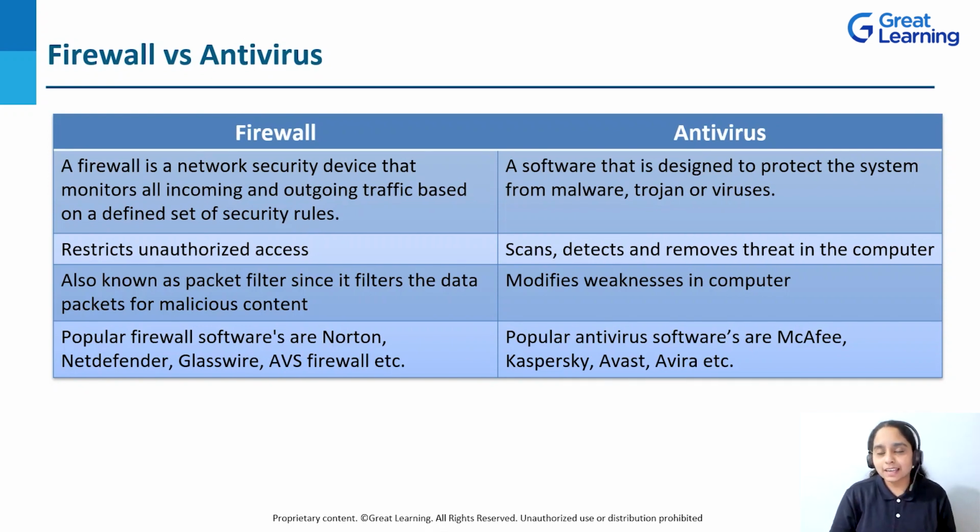Firewall is also known as packet filter since it filters the data packets for malicious content. Antivirus modifies the weaknesses in the computer. Few popular firewall softwares are Norton, Netdefender, Glasswire, AVS Firewall, etc. On the other side, few popular antivirus softwares are McAfee, Kaspersky, Avast, and Avira.